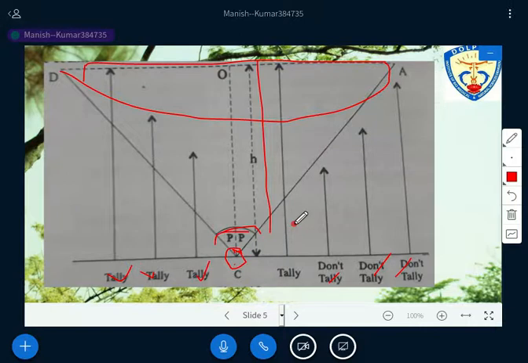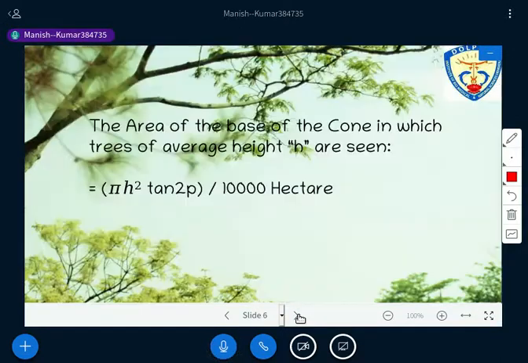And then when the things have to be done there, again you have to use the simple trigonometrical formula or the mathematical tools to evaluate the data, right? So I have some equation for you. The area of the base of the cone in which the trees of average height h are seen, right? Area of the base of the cone in which trees of average height h are seen.